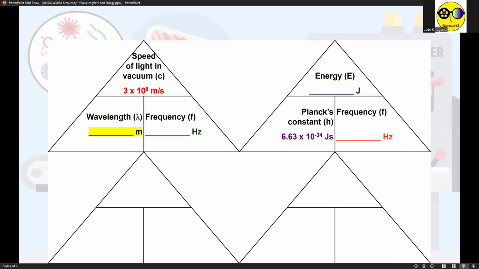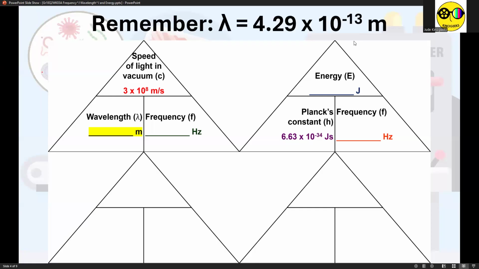So you might be wondering, do we always use the first pyramid? Do we always use the second pyramid in all calculations? I answer that it depends on the problem or the given presented to you. So in our case, based on the problem from the previous slide, the wavelength given is 4.29 times 10 raised to negative 13 meter. Because this is wavelength and the first pyramid has the wavelength, then we must start our problem solving with the first pyramid.